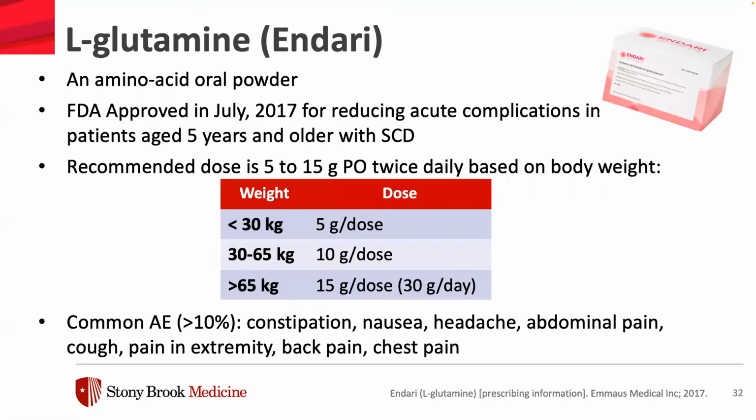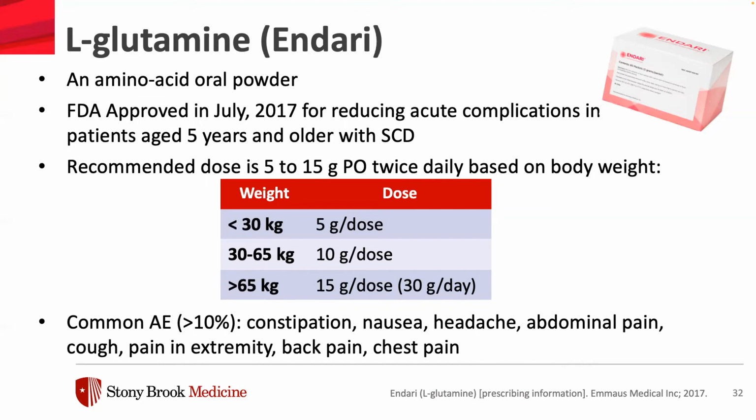Next, we have L-glutamine, or Endari, which is an amino acid oral powder. It's good to differentiate that this is a pharmaceutical grade formulation of L-glutamine. There are some over-the-counter nutritional supplements out there as well, but those haven't been studied since we don't really have consistent formulations for them. But L-glutamine was FDA approved in July of 2017 for reducing acute complications of sickle cell disease in patients at least 5 years of age.